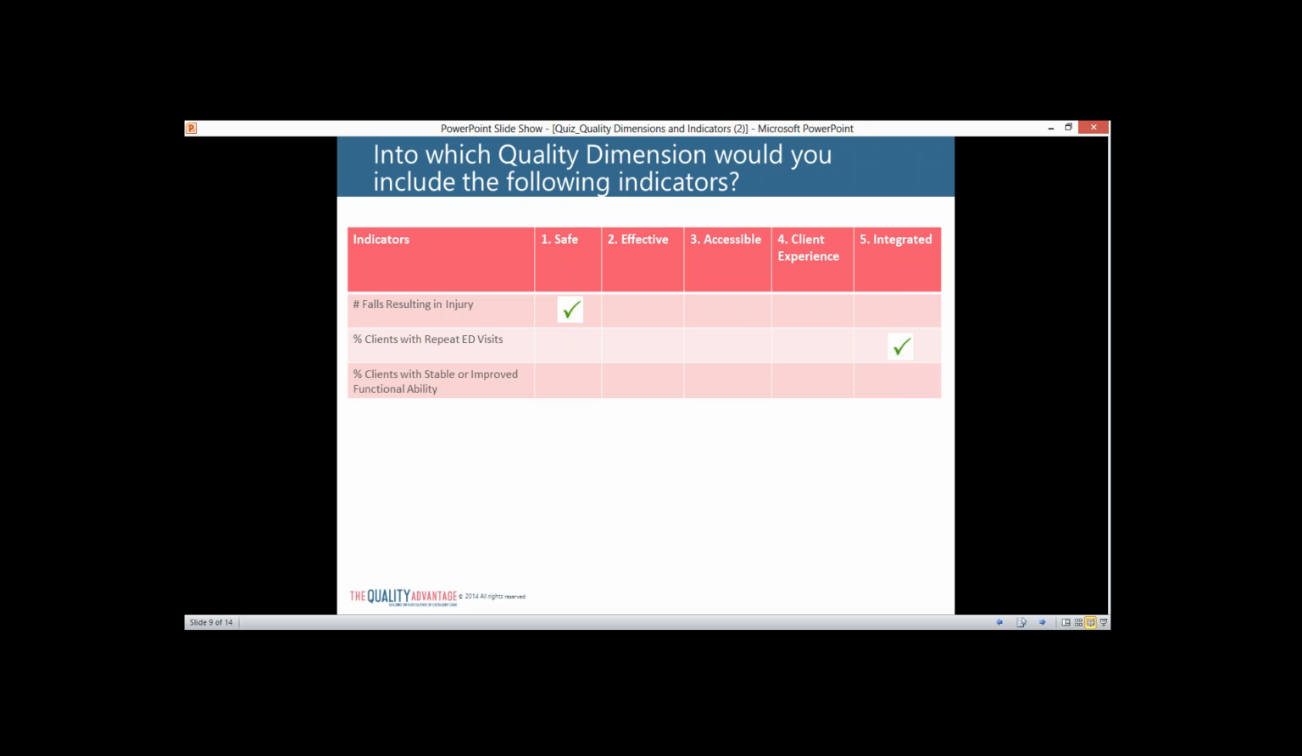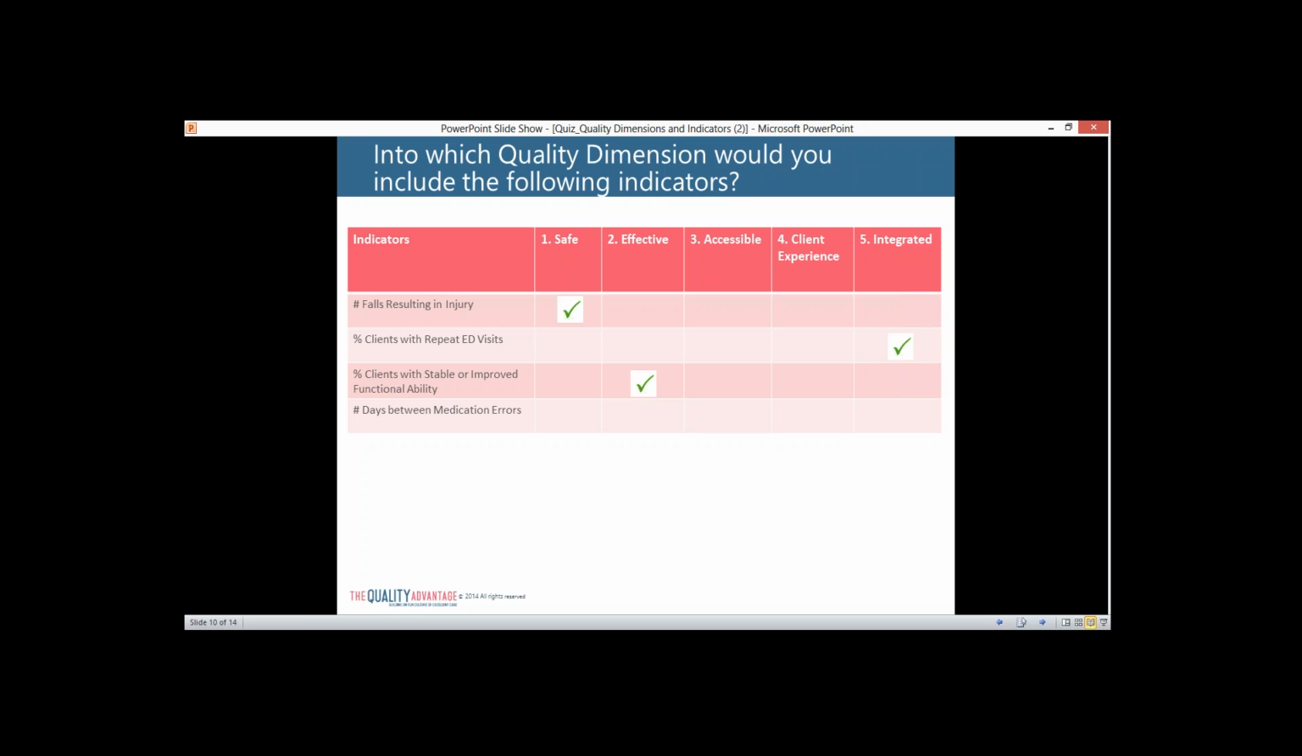The next one is percent clients with stable or improved functional ability. Which domain would you place that one in? So that one falls within the effectiveness domain because that really is one of the key reasons that CSS organizations exist, to maintain or improve the level of independence of clients, hopefully to remain in the community.